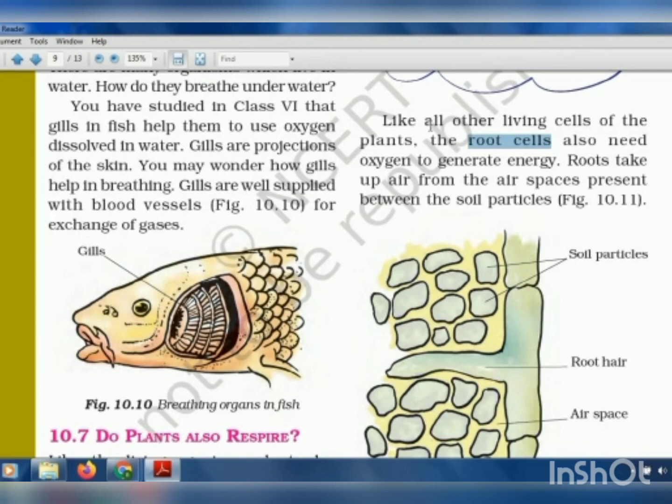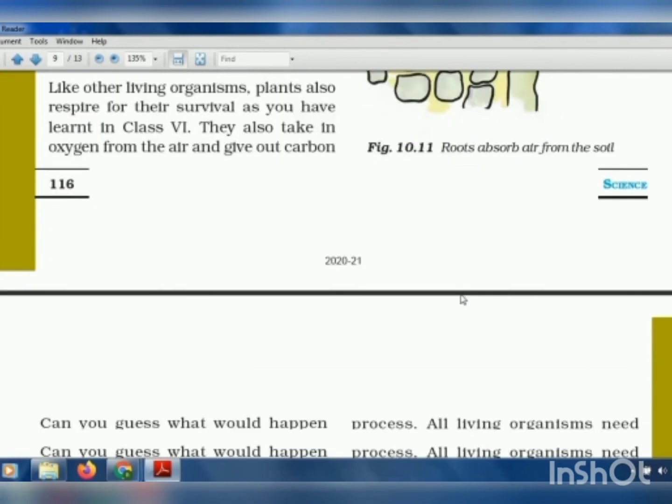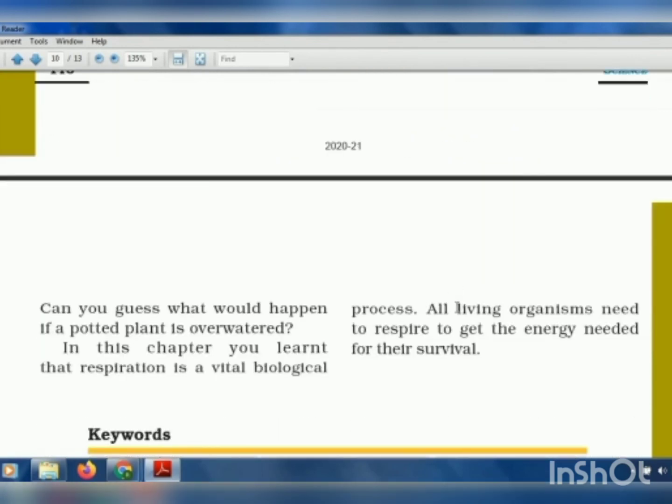It is said here that like all other living cells of the plant, the root cells also need oxygen to generate energy. So roots take up air from the air spaces. These spaces are shown. There is a gap between two soil particles, and air is stored there. So the root cells take in air from the air spaces present between the soil particles and do their breathing process.